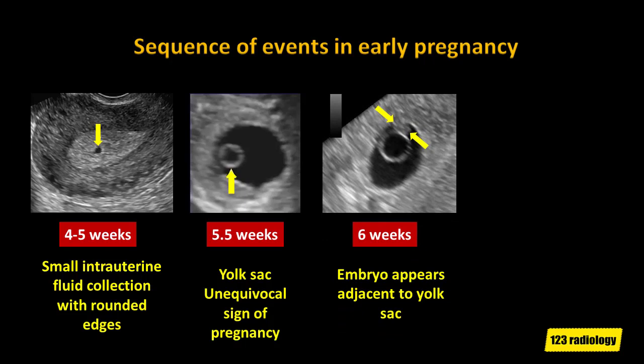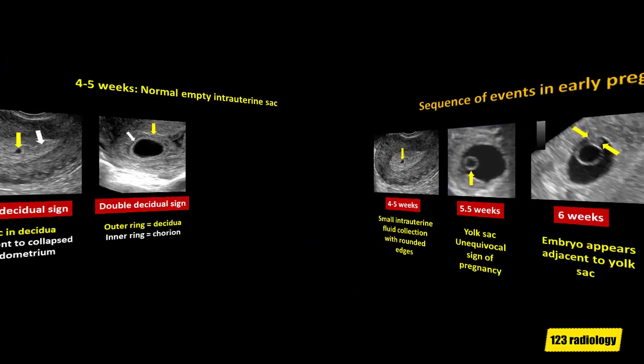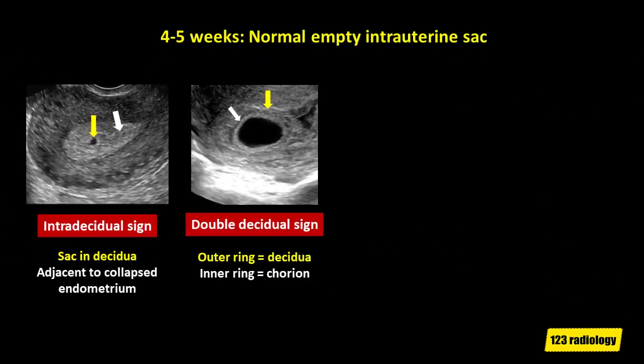Then an embryo appears at 6 weeks adjacent to the yolk sac, and usually we get a flicker of cardiac activity at this time. And then later on, at 7 weeks, we see an amnion surrounding the embryo. If we don't have a yolk sac within a gestational sac, there are other signs that we can use to diagnose an IUP. So, at 4 to 5 weeks it is normal to have an empty intrauterine sac.